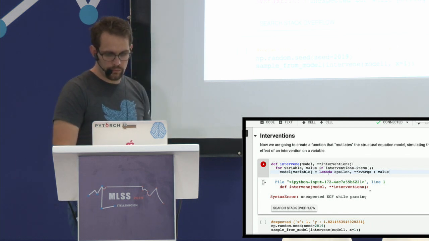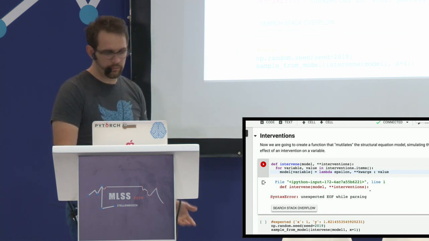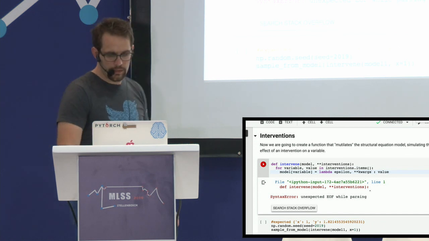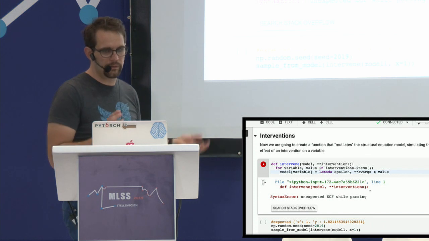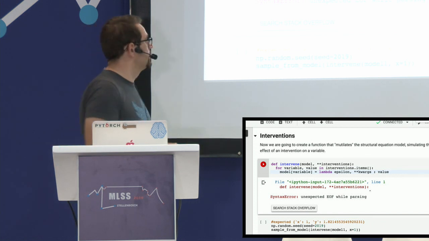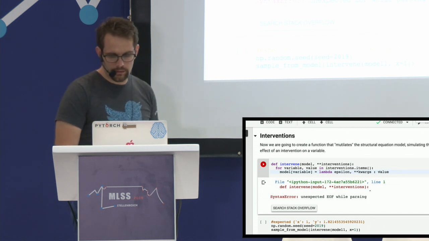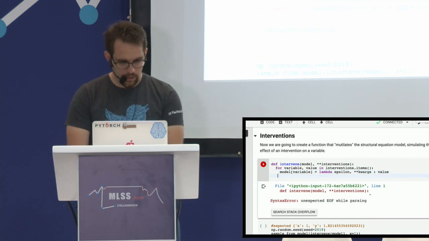So it ignores epsilon. Notice that value is just a value that you set in the intervention. It doesn't depend on the epsilon anymore. It doesn't depend on any of the other variables. If you call this function with any inputs, it's going to return this constant that I'm given.